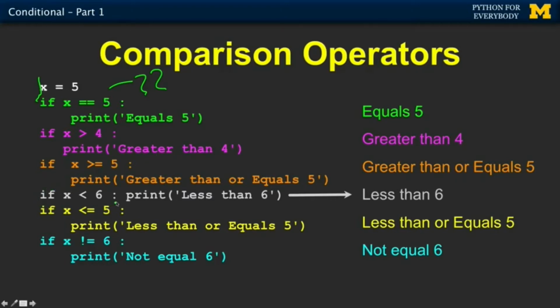You can also, if it's only one line of stuff, pull this line up to the end here. If x less than 6, print less than 6. If x less than or equal to 5, print less than or equal to 5. If x is not equal to 6, print 6. And so you see this pattern of indent, end of indent, indent, end of indent, indent, end of indent, indent, end of indent. So this is an important part of Python.